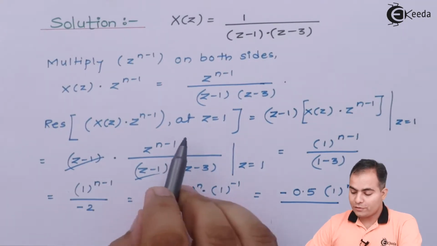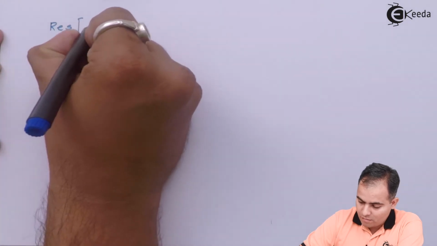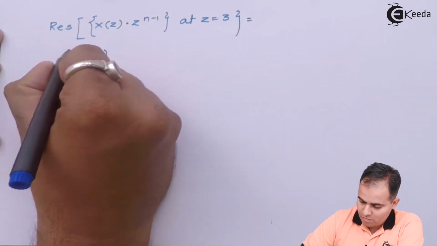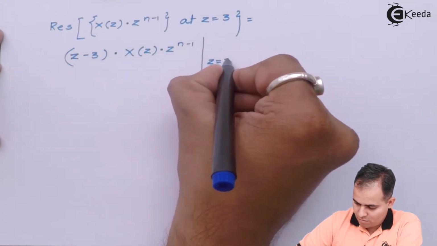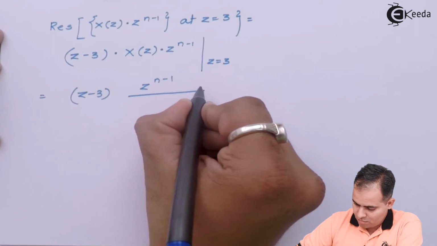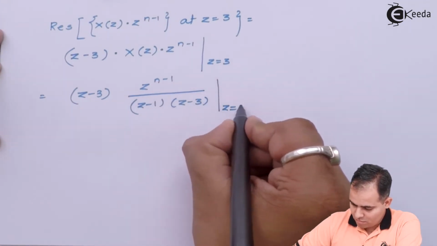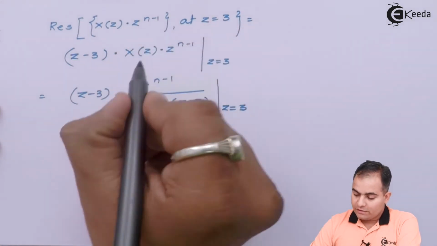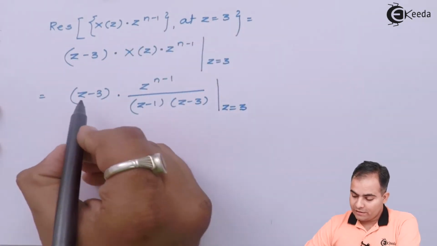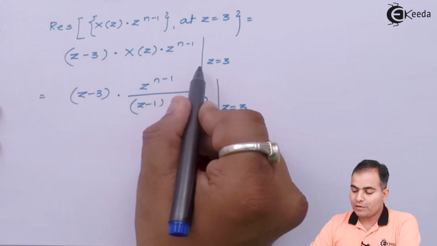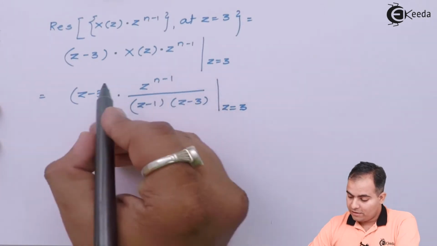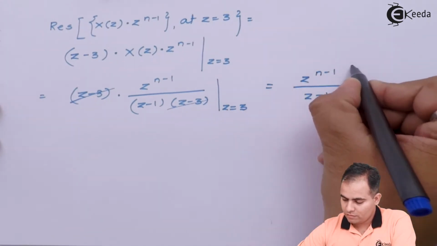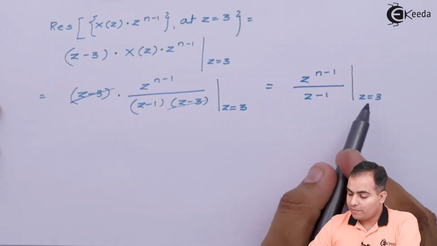Now, similarly, we will calculate the same residue but for z equals 3. Now, I'm going to calculate the residue of X of z into z raised to n minus 1 at z equals 3. So, I have substituted the value of X of z over here, and I'm going to multiply by z minus 3, and after multiplication I'm going to replace all the z by 3. So, look here, this z minus 3 and this z minus 3 will get cancelled. So, what we have? z to the power n minus 1 and z minus 1. Now replace all the z by 3.